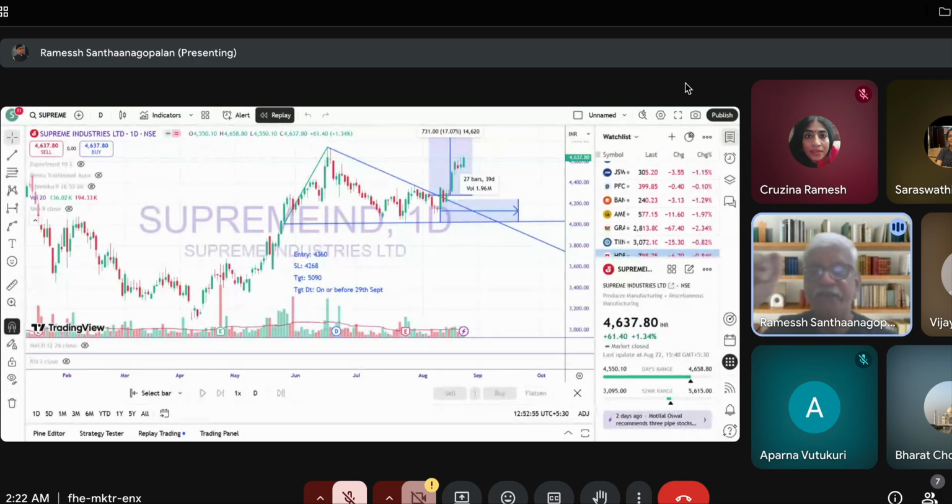Now divide that 1000 by 92. 1000 divided by 92, how much? Almost 11. That is the number of shares you have to buy for this trade. No more than that. So 11 into 4360, how much is the amount?